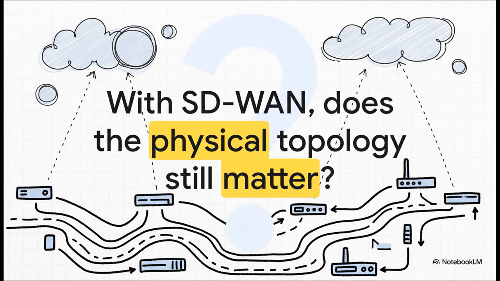And that just leaves us with one last big question to chew on. As the intelligence of our networks keeps moving from the physical wires up into the software, how much is that underlying physical map actually going to matter in the future?